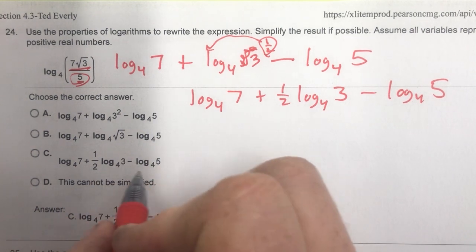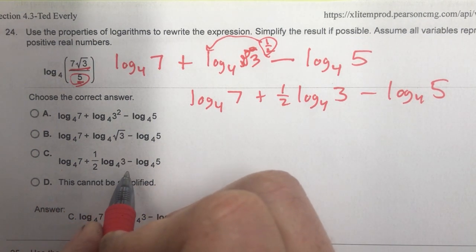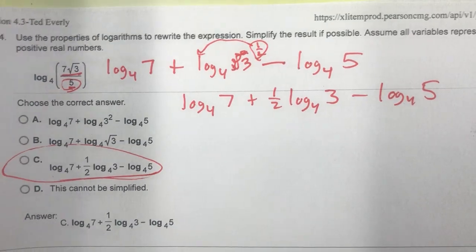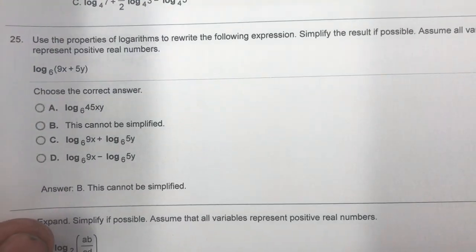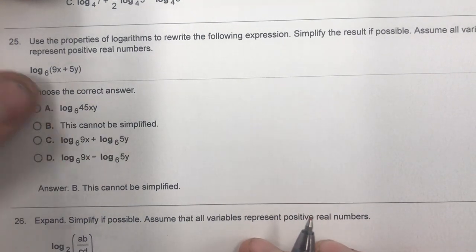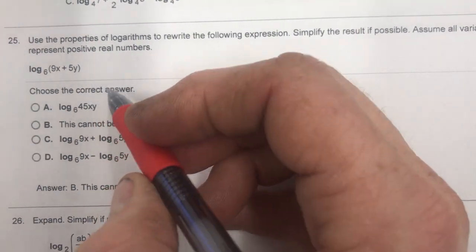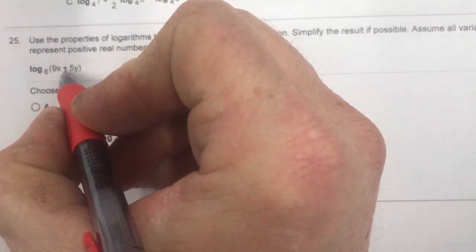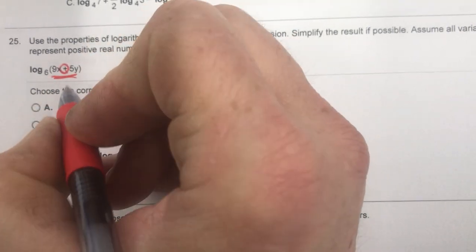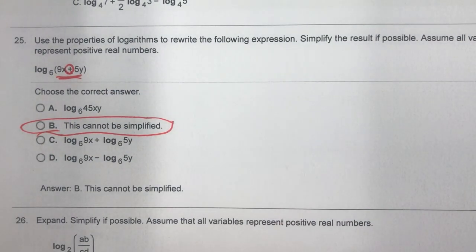Okay, and then let's see, is that what we have? Sure is. That's it. Okay, right here on 25, use the properties here. We got us a sum in here, so 9x plus 5y. We don't have a property for this, so this can't be simplified.